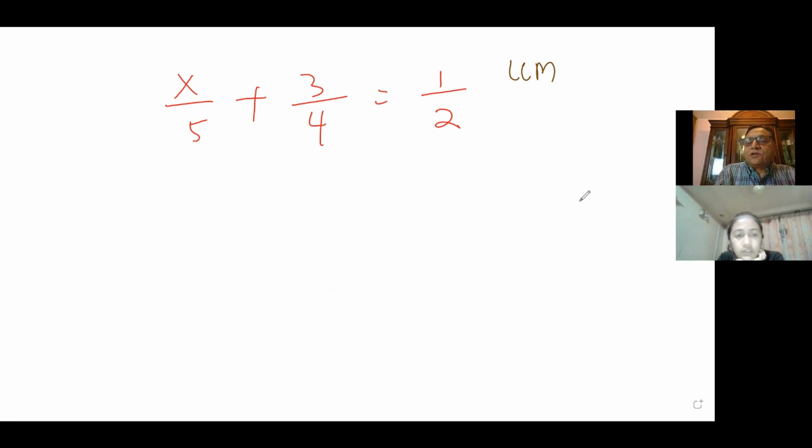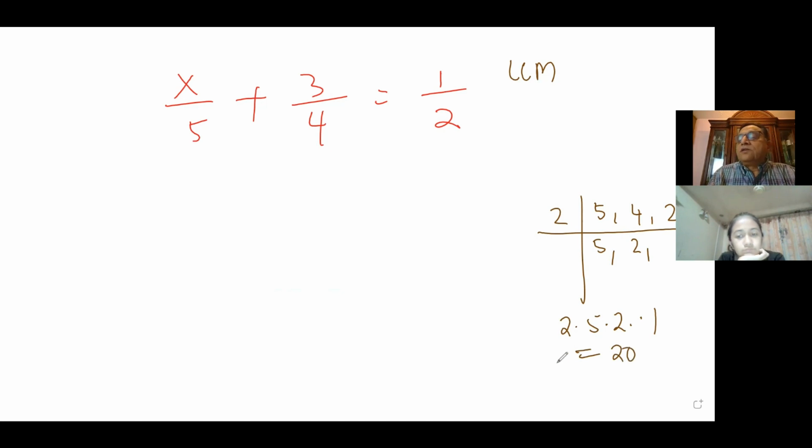So to find the lowest common multiple, we could use this kind of a division method. We have 5, 4, and 2. So what is common? 2 is common, but you cannot divide 5. You can divide 4 and this. Now nothing else is common. So when you multiply 2, 5, 2, and 1, what do you get? 10 times 2, 20. So 20 is the lowest common multiple, right? Which is 20. So we are going to multiply everything here by 20. Is that clear to you?